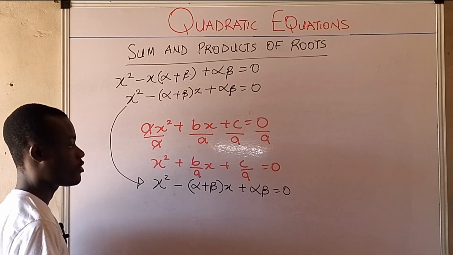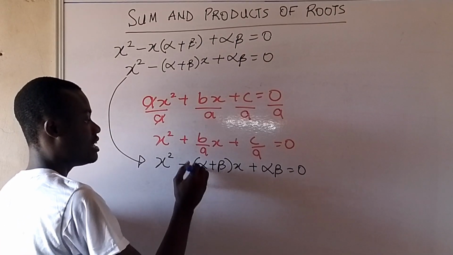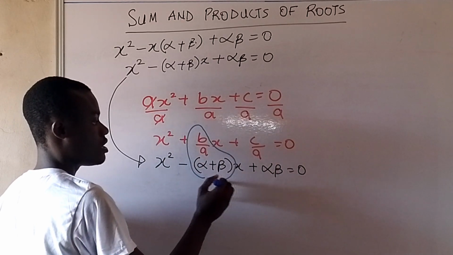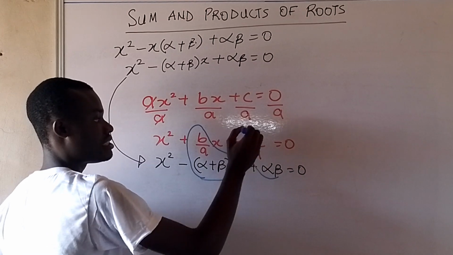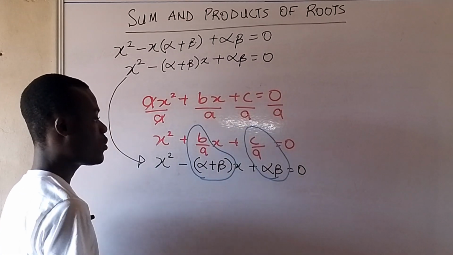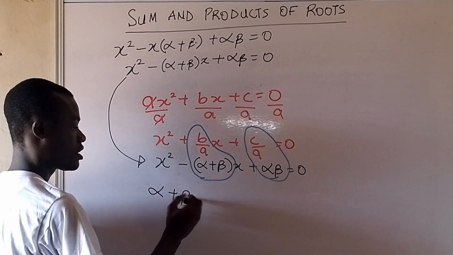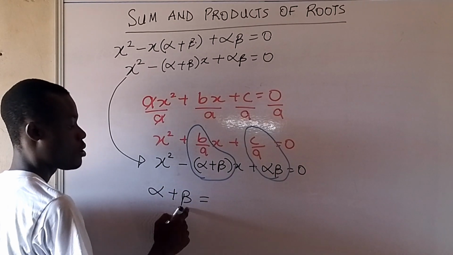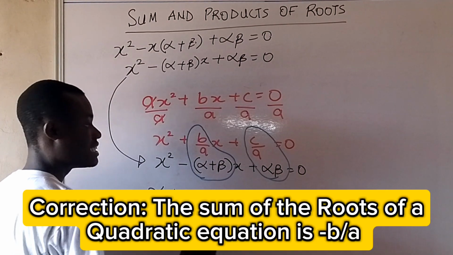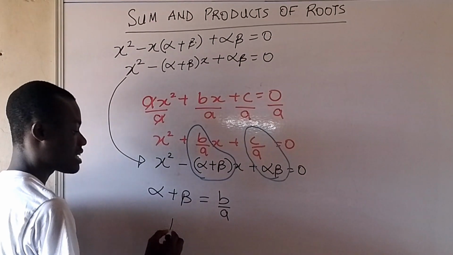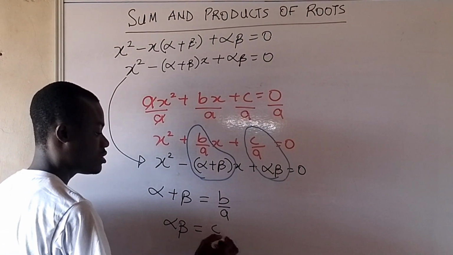Now what can I infer from this equation? I can infer that the sum, that's alpha plus beta, is equal to minus b over a, and also the product alpha times beta is equal to c over a. So in your exam, when you are asked for the sum, which is alpha plus beta, you can simply get the sum of the roots by dividing minus b over a. And when you are asked for the product of the roots, that's alpha times beta, you can simply get it by dividing c over a.